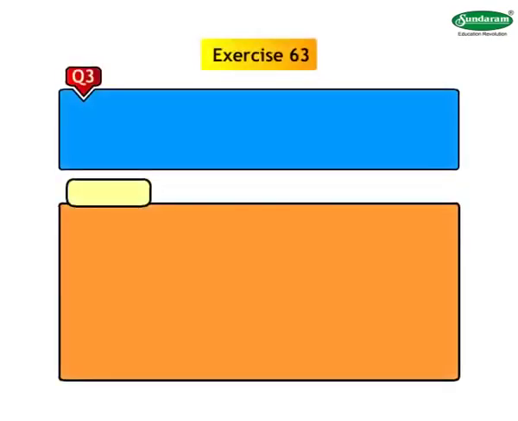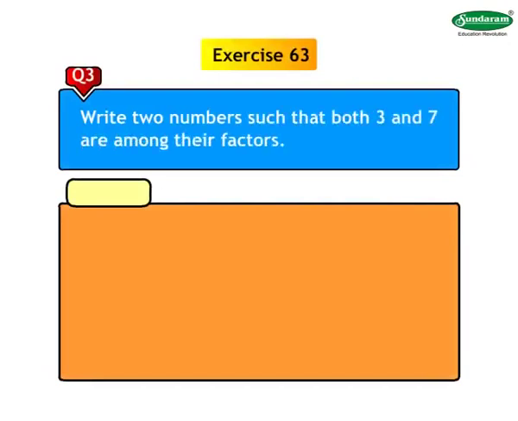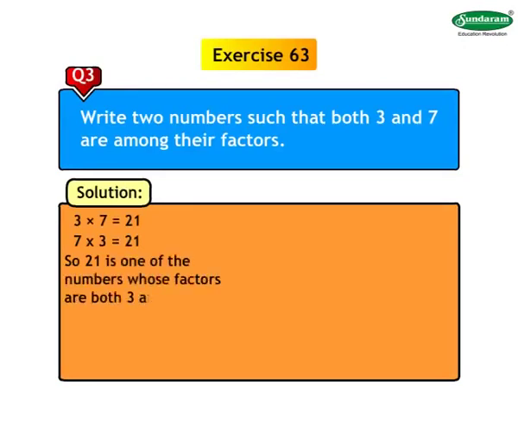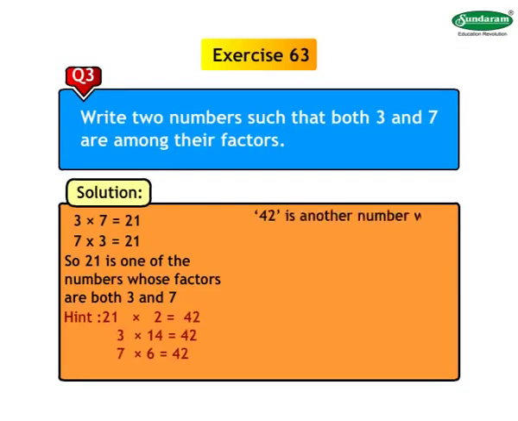Question 3. Write two numbers such that both 3 and 7 are among their factors. Solution. 3 into 7 is equal to 21 and 7 into 3 is equal to 21. So, 21 is one of the numbers whose factors are both 3 and 7. Now, hint. 21 into 2 is equal to 42. 3 into 14 is equal to 42. 7 into 6 is equal to 42. Hence, 42 is another number whose factors are 3 and 7.